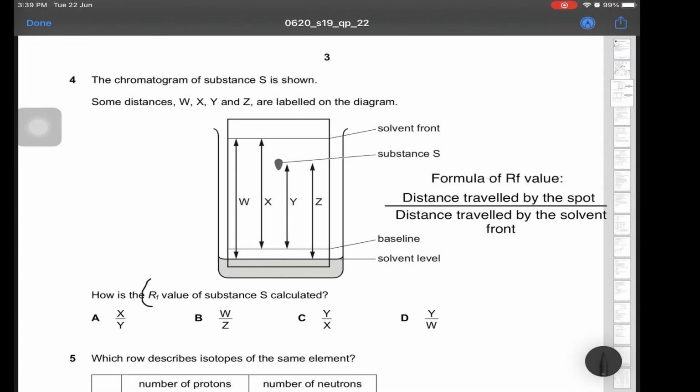Now for question number 4, it is asking us to calculate the Rf value of substance S. So the formula for finding the Rf value is: distance traveled by the spot over distance traveled by the solvent front. And as you can see, Y is the distance traveled by the spot of substance S, and X is the distance traveled by the solvent front. So the answer will be Y over X, and the answer is C.